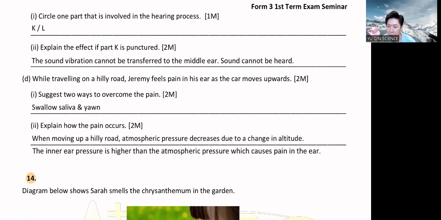Can we say different air pressure will cause the pain? Better not, because if your teacher is a very strict one, the teacher wants you to mention where is high, where is low. If you didn't say where high, where low, then cannot. Equals to didn't explain.